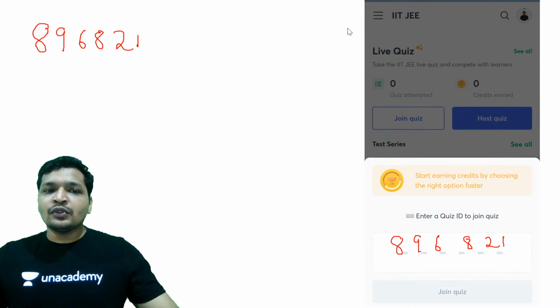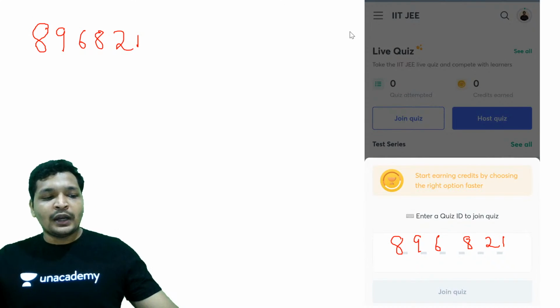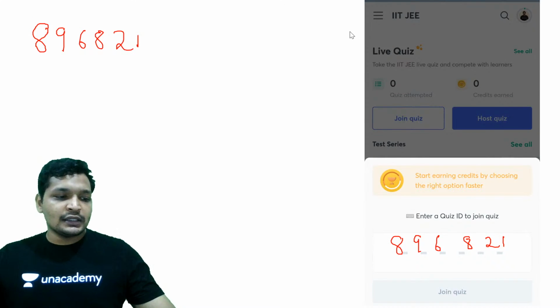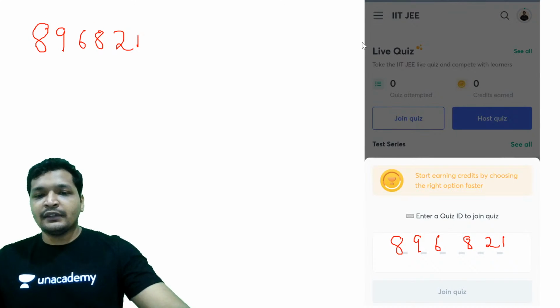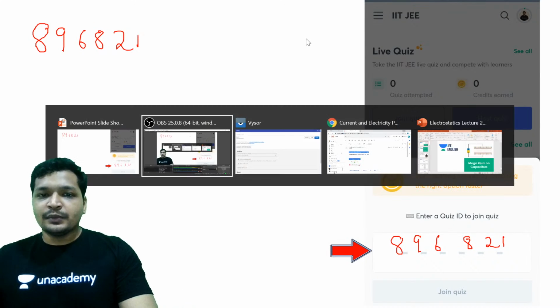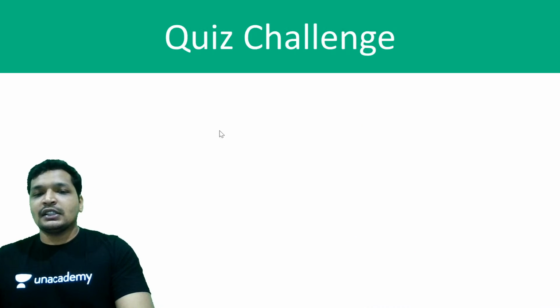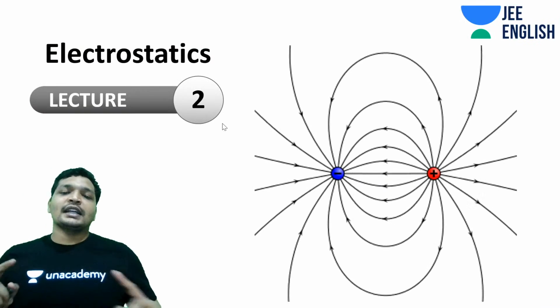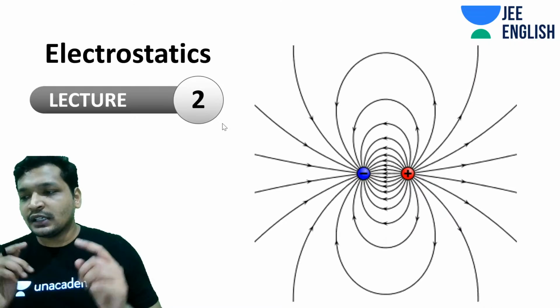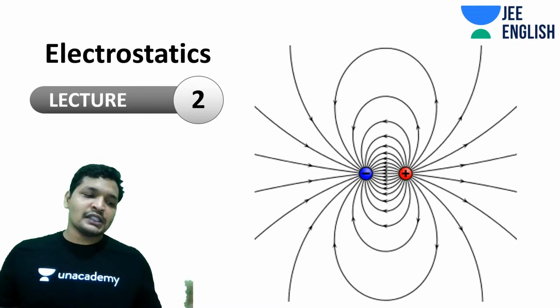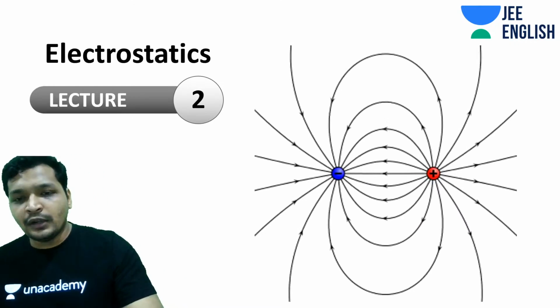So let's get into the most important part. You're going to get into something really interesting, and that is going to be an awesome lecture session on electrostatics. We are going to get started with electrostatic forces, which is nothing but Coulomb's law, which is no different from Coulomb's law.